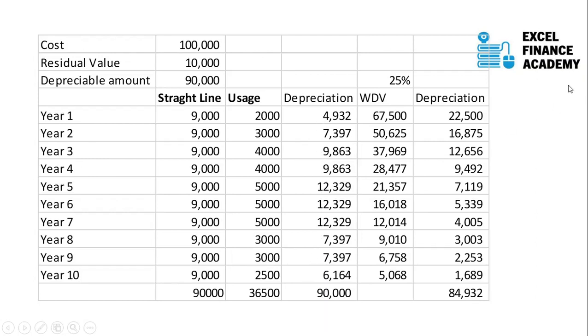Now the written down value. Let's say we assume 25% depreciation every year, charged on the reducing balance. The first year is 90,000 into 25%, so we charge about 22,000. The machine will be left with 67,000. Then we charge 25% of 67,000, about 16,000, and so on.